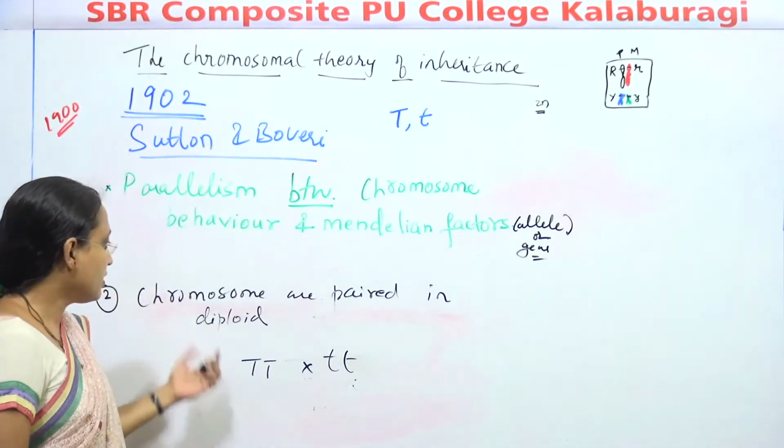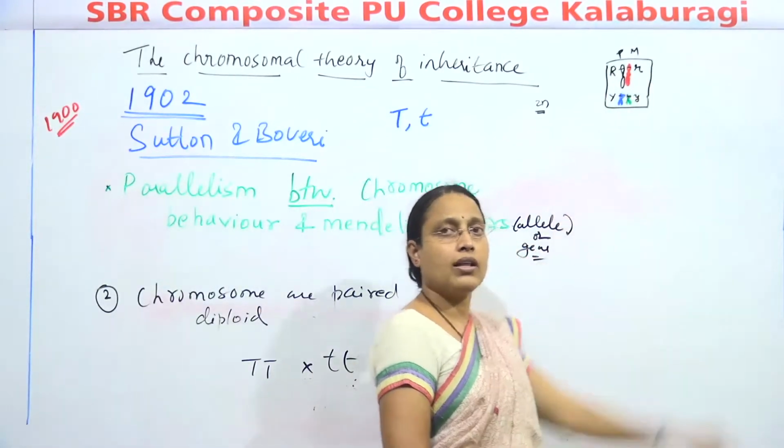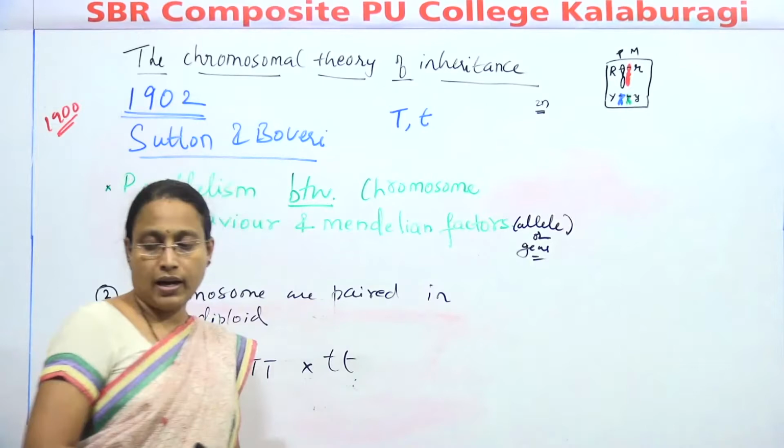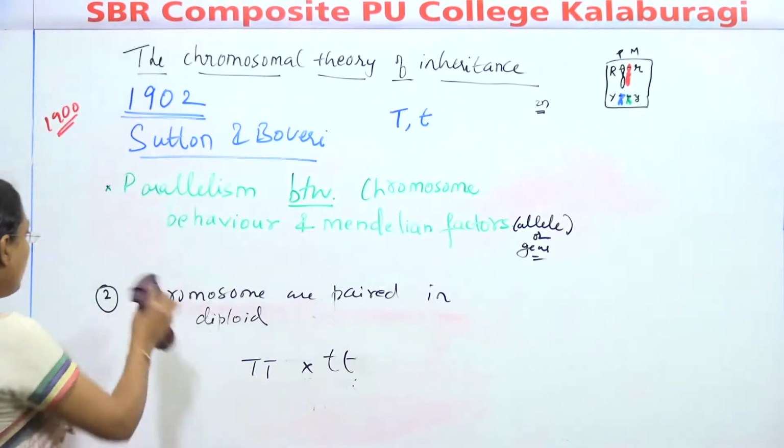So therefore even the factors here, R and small r, are also occurring in pair. Then the third one.